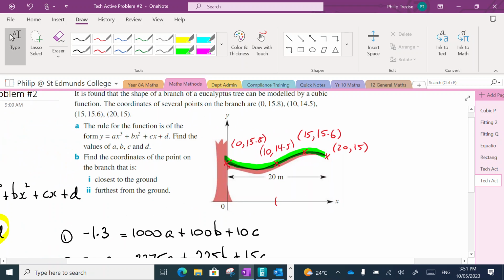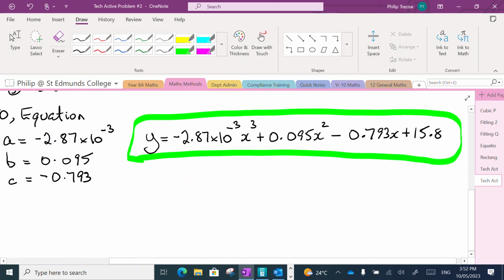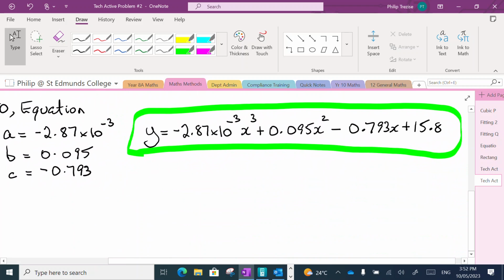Now, that's part A, find the rule. Part B, find the coordinates of the point on the branch that is closest to the ground and furthest from the ground. So closest and furthest. Again, I'll use my calculator to do this one, and I will enter that function in the graphing app on my calculator.